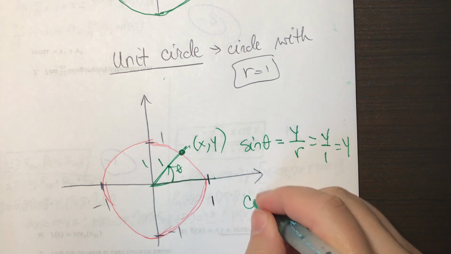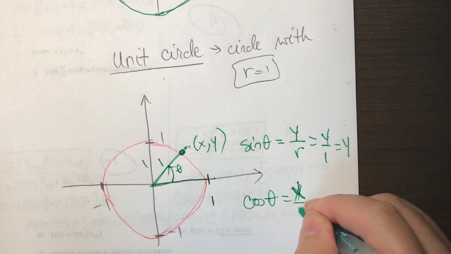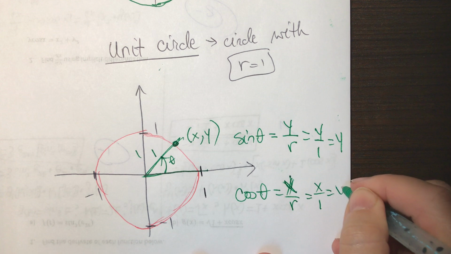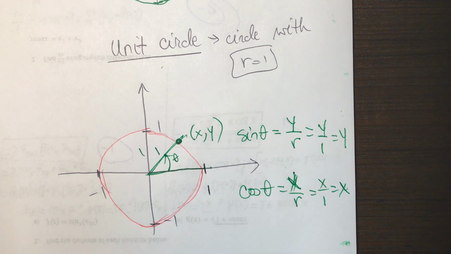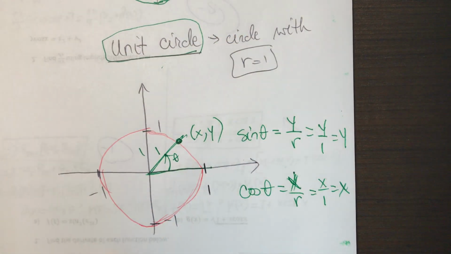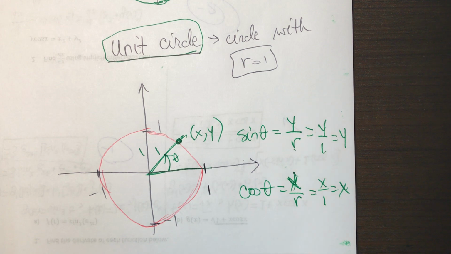And then cosine of theta is then simplified to what? X over r, which is, by the way, 1. And that means just an x. So we don't at all have to deal with this second quantity of r. We just simply pick the y coordinate for the sine value and the x coordinate for the cosine value. But you have to be on the unit circle to do so. If you're not on the unit circle, then the radius is not 1, and then you aren't dividing by 1, you're dividing by something else.